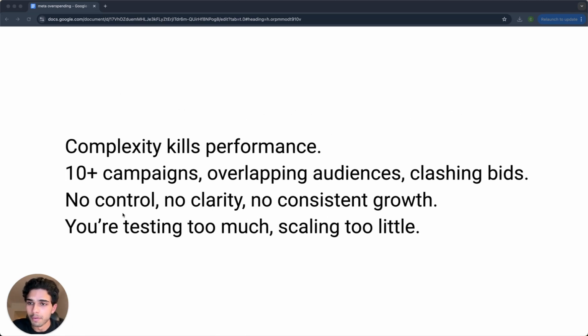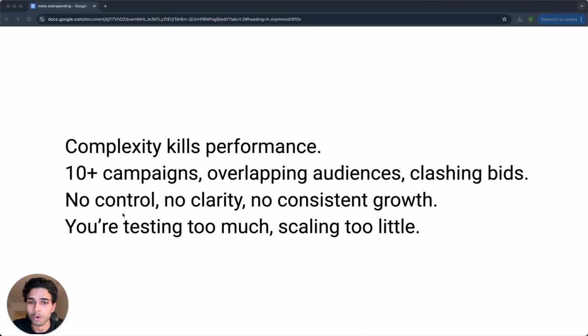Some basic stuff. Complexity kills performance. If you're going to write down one thing from this video, that's it. Don't have 10, 15, 20 campaigns, and I've seen some with 100, 200, and people think that they're doing something advanced or they figured out the game. The reality is that more ad sets doesn't mean more results, and I'm just going to leave it at that. There's too many examples to count that prove that.